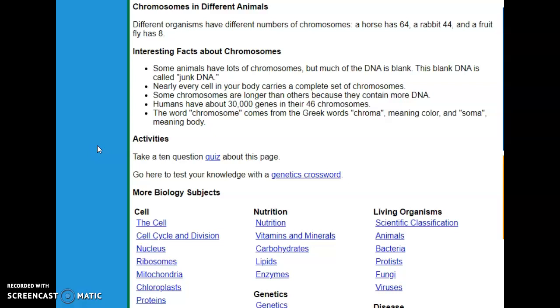Nearly every cell in your body carries a complete set of chromosomes. Some chromosomes are longer than others because they contain more DNA. Humans have about 30,000 genes in their 46 chromosomes. The word chromosome comes from the Greek words chroma, meaning color, and soma, meaning body.